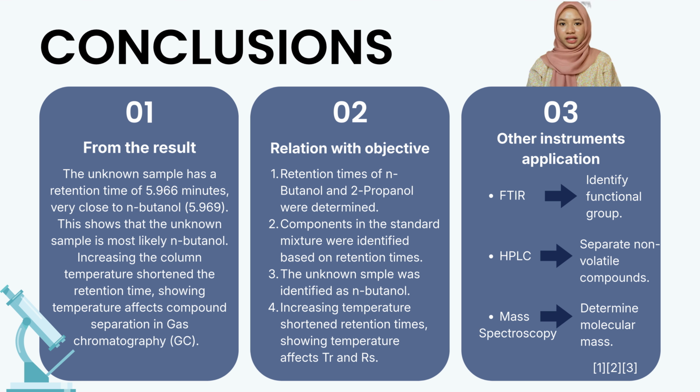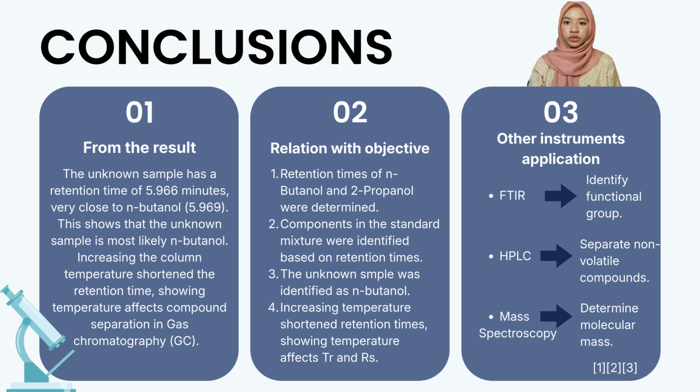Hi, I'm Fadlin Fazana. Now I will explain the conclusions based on the results obtained from this experiment. Gas chromatography was successfully used to identify the unknown sample at the column temperature of 70 degrees Celsius. The standard mixture produced two peaks with retention times of 2.707 minutes for 2-propanol and 5.969 minutes for N-butanol.